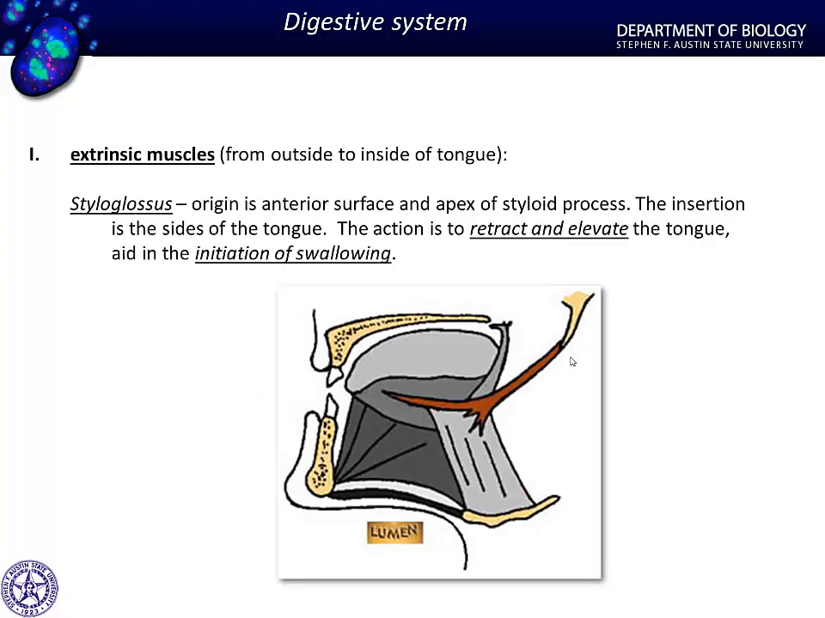The styloglossus, again we've got the styloid process as its origin, insertion the sides of the tongue. And in this case, this is going to allow us to retract and elevate the tongue. So we're going to pull the tongue back into the mouth after we protract it out. This retracts back in, raises the tongue, making almost like a ramp. And so this one's going to be extremely important in the initiation of swallowing and the deglutition of food as we're chewing it.